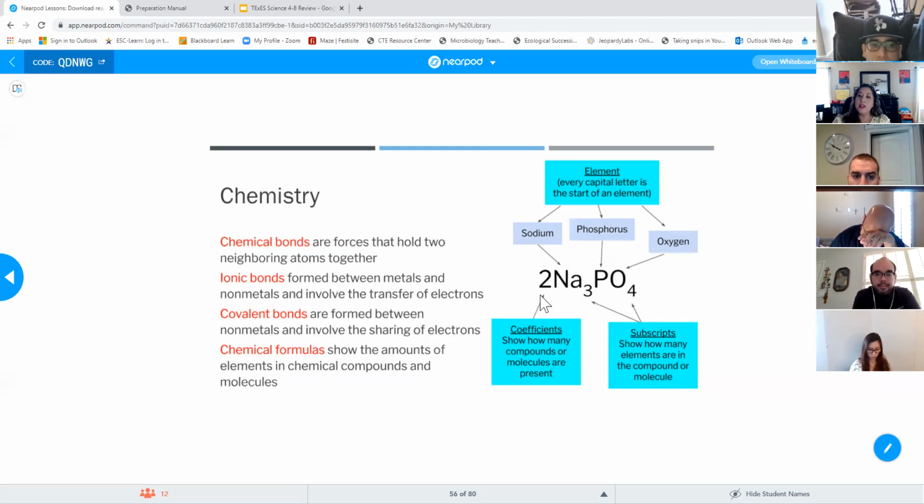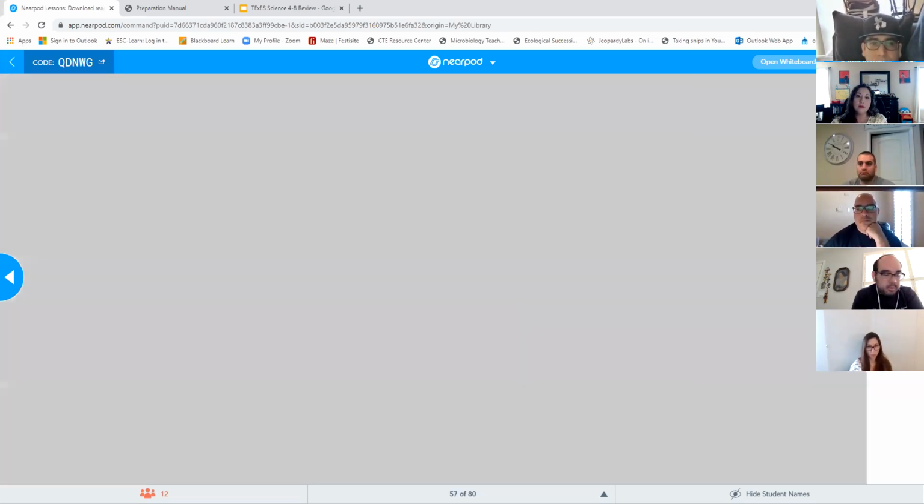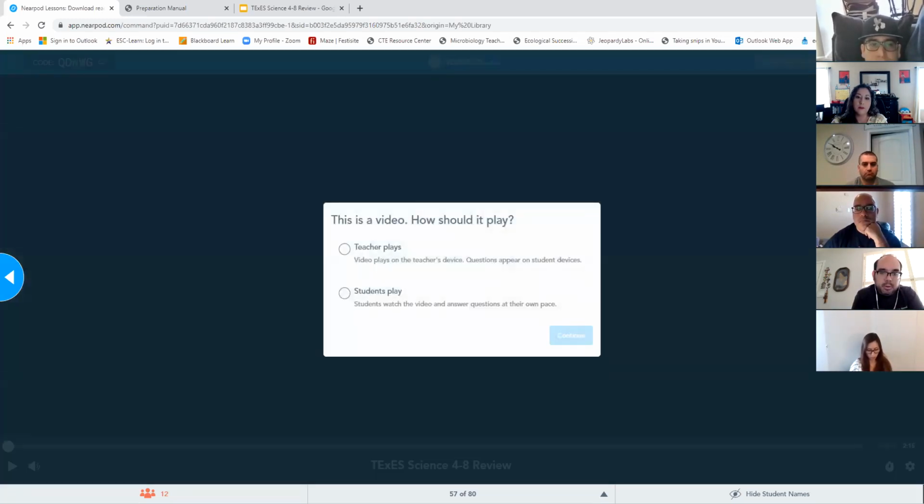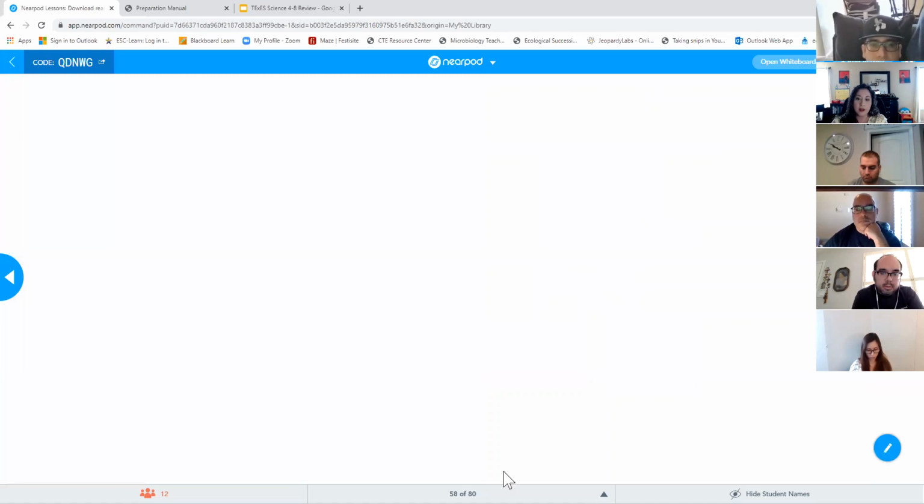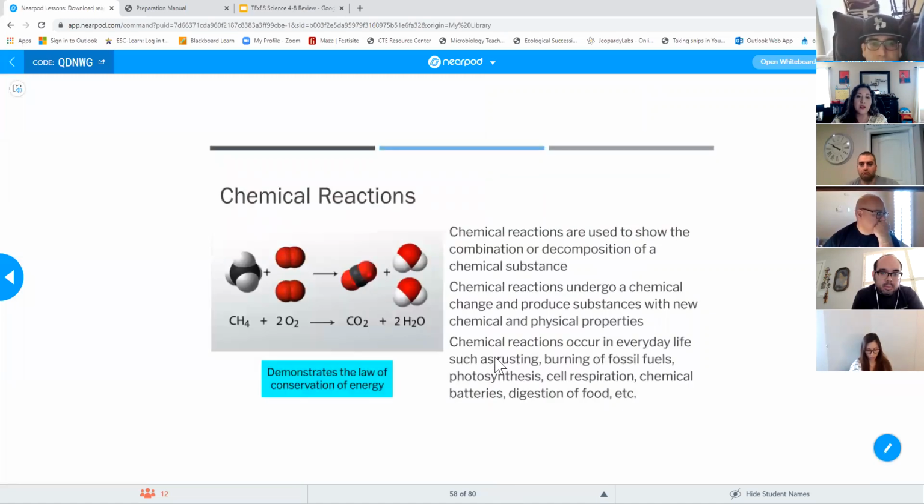So these coefficients, a lot of times when we talk about compounds and chemical formulas, we won't have coefficients, but you'll use them more specifically when you're talking about either counting atoms or when you're talking about balancing equations. Okay. I think that's in there, but I don't think we'll have enough time to watch it.